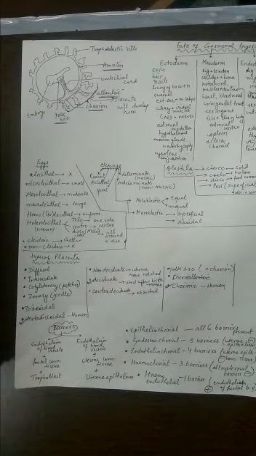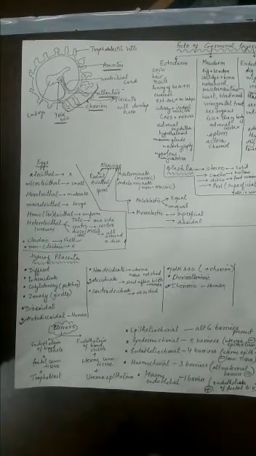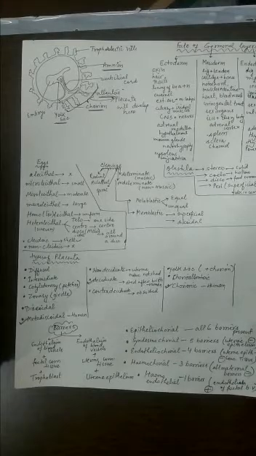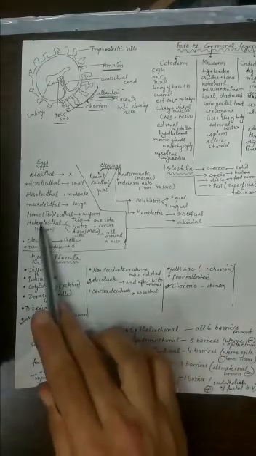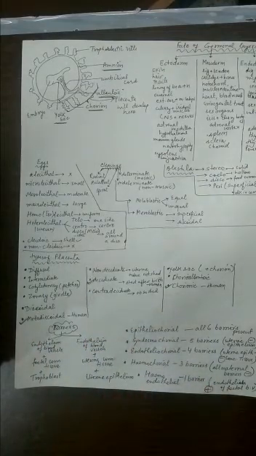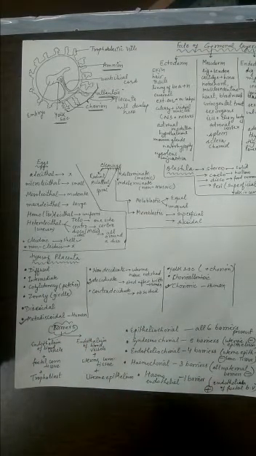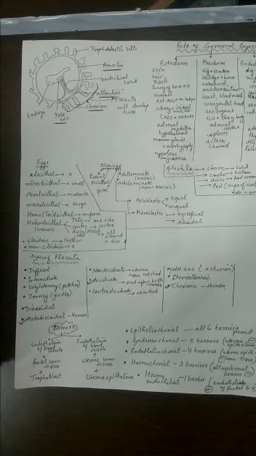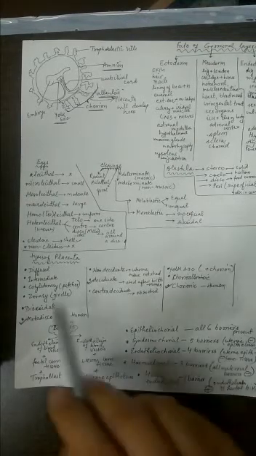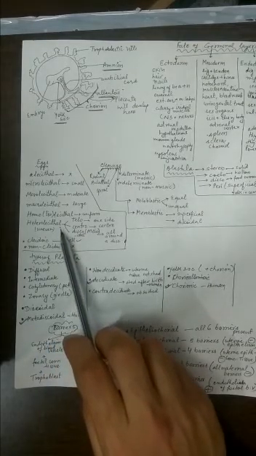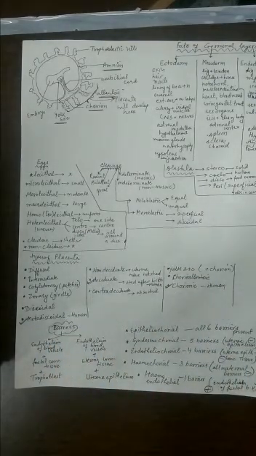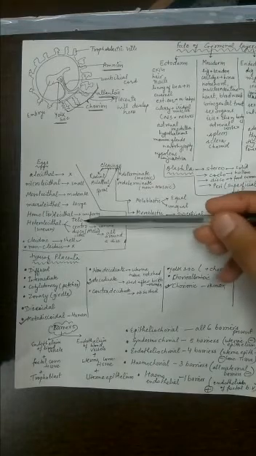Now, what is homolecithin? When the yolk is distributed throughout the cytoplasm of the egg in a homogeneous manner, it is called isolecithin or homolecithin. But if it is present in an uneven manner, that means one area has all the yolk and other areas do not have the yolk, it is called the heterolecithin type of egg. Now heterolecithin can be of three types.